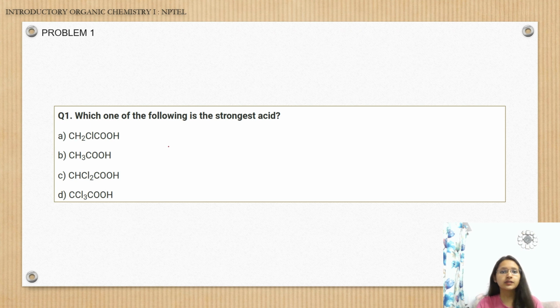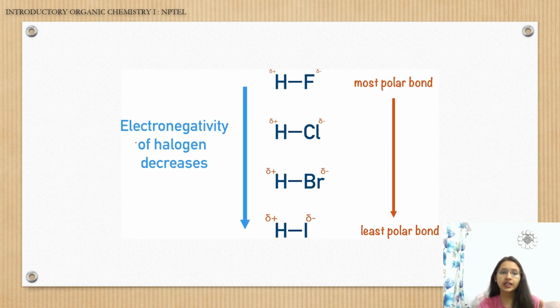Before answering, first of all, you need to know that the counterpart connected with this acidic part is the chlorine atom. Chlorine, as I have told you earlier, is an electronegative atom. So the number of chlorine atoms attached to the carbon next to the carboxylic group will increase the acidity. How? See, the electronegativity of halogens decreases as we go down the group, so chlorine is a very electronegative atom.